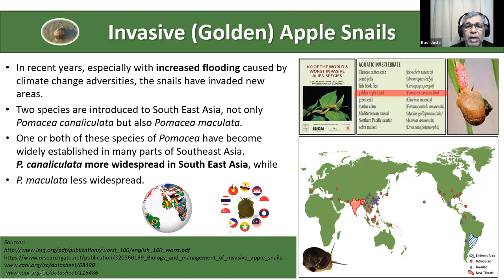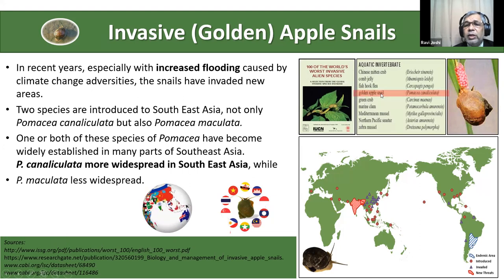So you can see a map here of different countries. These are the countries where I currently have networks, where we are extensively working on invasive apple snails. And the invasive apple snail is considered one of the 100 worst invasive alien species. This is from the IUCN, the International Union for Conservation of Nature, and the Invasive Species Global Database.